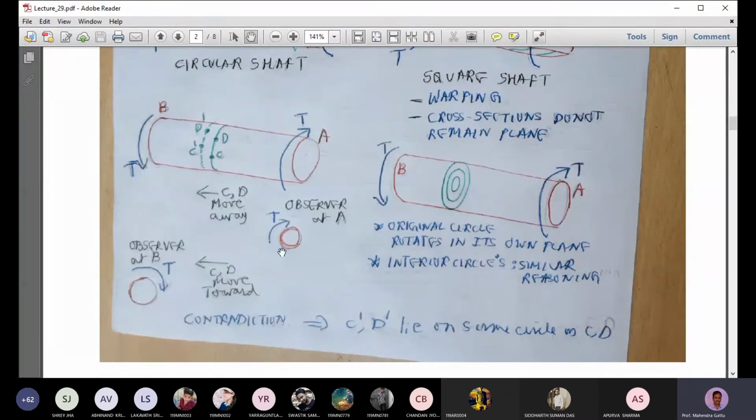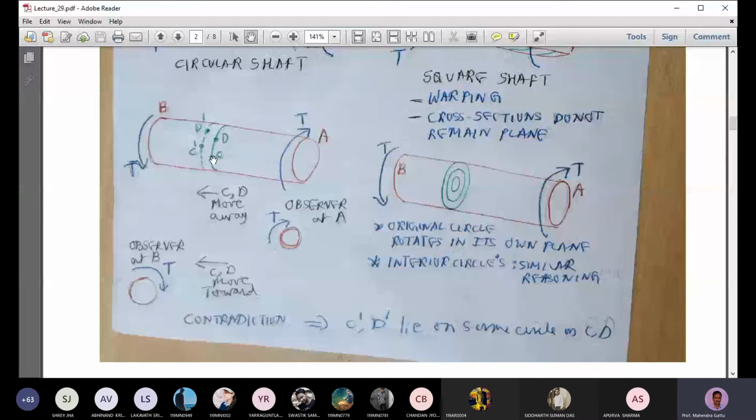If you observe carefully, when you see from position A, there is a clockwise torque acting, and points C and D are moving away from you. And when you see from position B, again a clockwise torque is applied, and C and D are moving towards you. So this is a contradiction. In one case it seems C and D are moving away, in the other it seems they are moving towards you. This cannot happen. The only way this contradiction can be resolved is when C prime and D prime lie on that plane only; they don't move away from that plane.